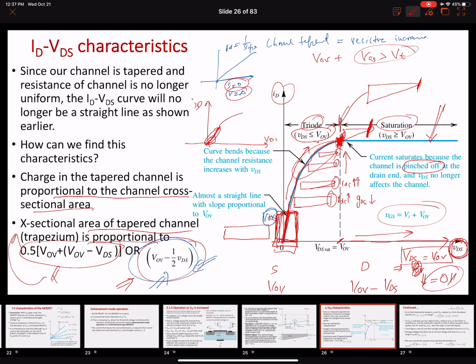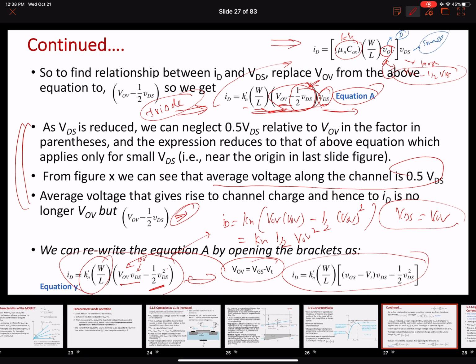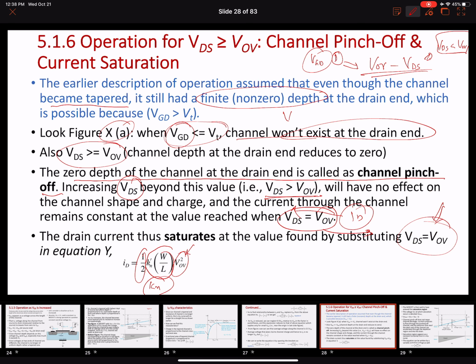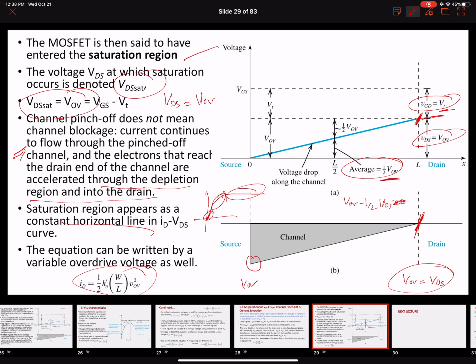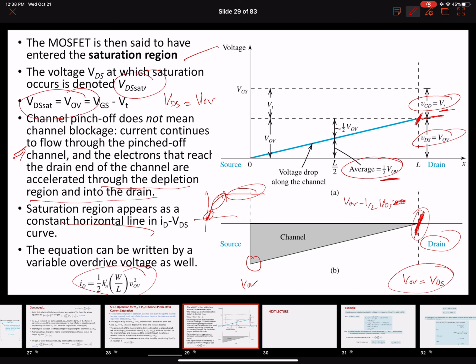We also discussed these characteristics. We have three regions. This is the small VDS region. This is the triode region, when VDS starts to increase and the value is less than the overdrive voltage. And then the saturation region, which starts at this point, where we derived three different equations. We talked about the pinch off: when the channel becomes pinched off, the depth of the channel at the drain end becomes zero. The current will continue to flow. It will still accelerate, but it will become constant. Okay, so with that, we will wrap it up.